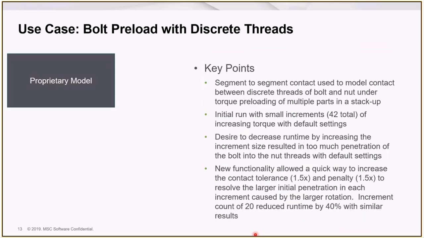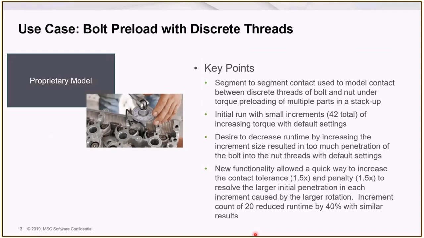The use case, again, the proprietary model box comes up, but it's easy for me to describe really. Imagine you are going to preload a stack up with a bolt and a nut, and you're going to preload it, and you have some kind of stack up in between. That's essentially what we were doing in this proprietary model. There was an initial run with smaller increments. There are 42 increments with, of course, the torque increasing, with all the default settings for contact.